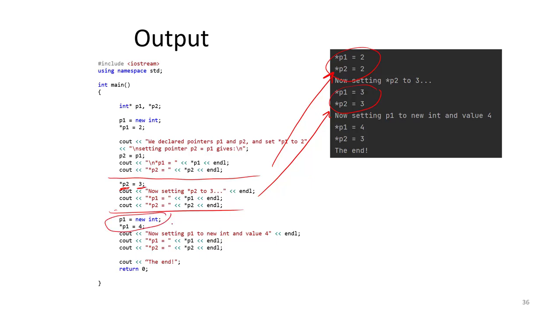But then finally we gave P1 its own private new int. And so after doing that, we see that P1 and P2 are now pointing at different values. So the value stored in P1's memory was 4, but value stored where P2 points was 3. So I highly recommend going back through these examples yourself and verifying that you really understand how this syntax works.